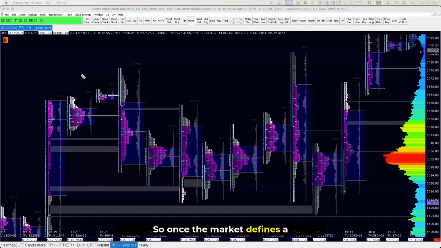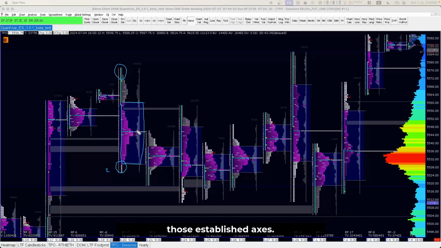So once the market defines a range with excesses at each end, let's take a look at this example right here. This day, you have excess at the highs, okay, this is a finished auction, and you have excess at the lows, more than 2 TPOs to the downside in this example. Then it negotiates within that range to establish value. As you can see here, this is where the value area is, so the market defined the low and defined the high right here. This is good excess on both ends.